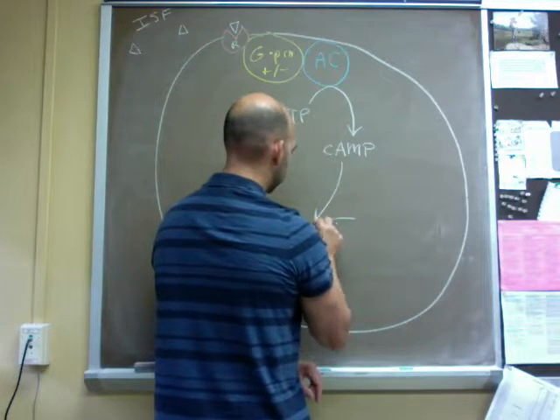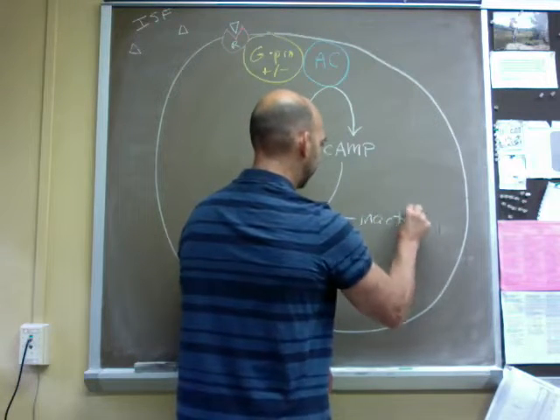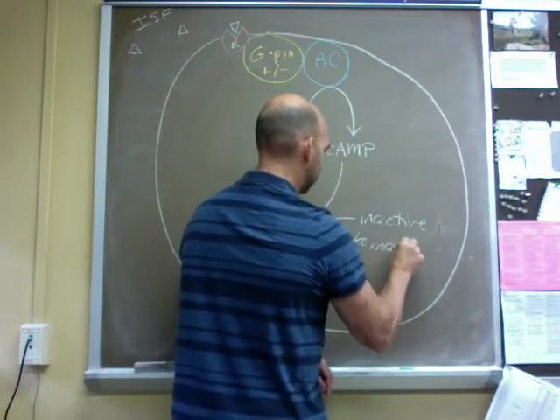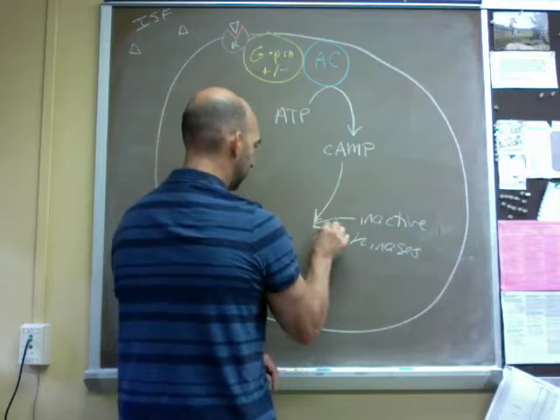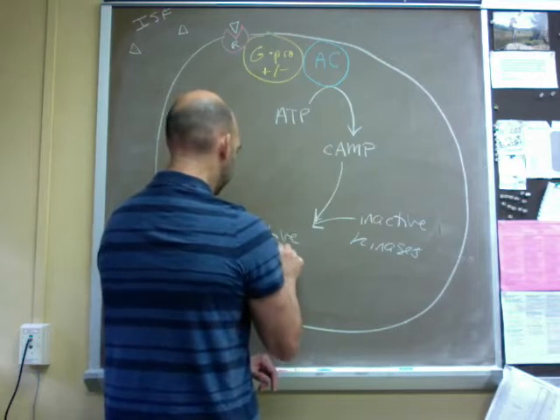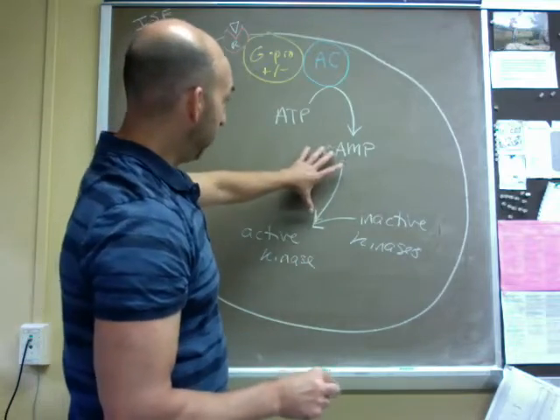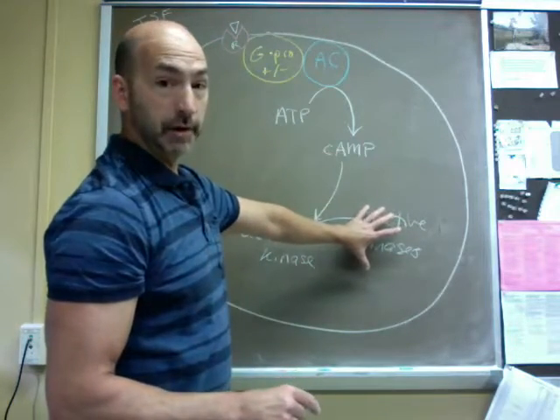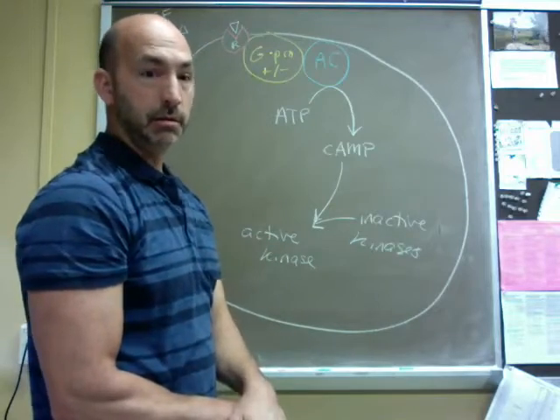Have it like this. So inactive kinases become, sort of arrows, active kinases, right? So the cyclic AMP is binding to, interacting with the inactive kinases to make them active kinases, okay?